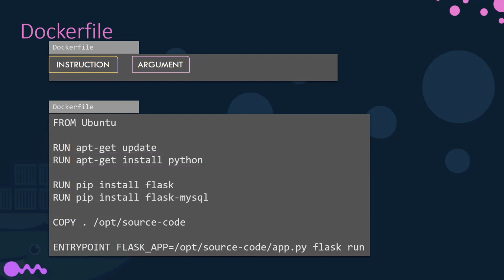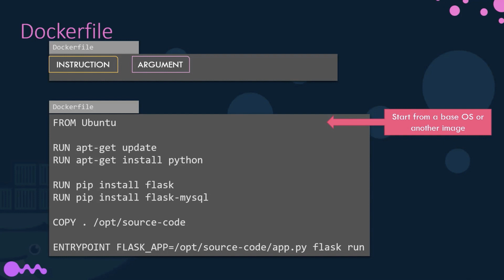The first line, FROM Ubuntu, defines what the base OS should be for this container. Every Docker image must be based off of another image, either an OS or another image that was created before based on an OS. You can find official releases of all operating systems on Docker Hub. It's important to note that all Docker files must start with a FROM instruction.